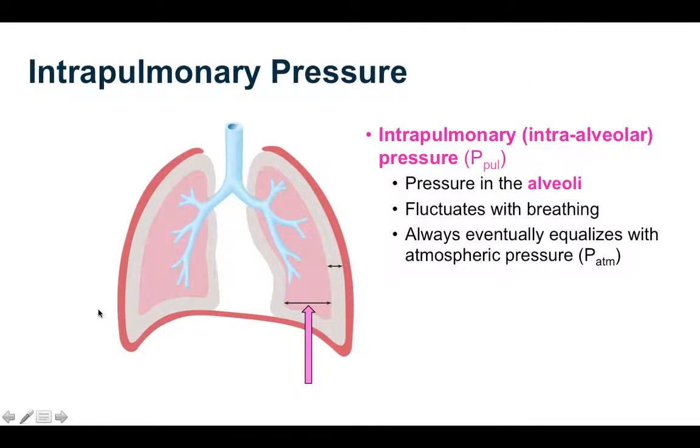The first pressure we're going to talk about inside the body is the pressure inside the lungs. This pressure in here, inside the alveoli, inside the lung cavity itself, is our intrapulmonary pressure, or you can also consider it your intra-alveolar pressure. So again, it's the pressure inside the lungs, inside the alveoli. This pressure is going to rise and fall throughout the breathing cycle, but it always is going to eventually equalize with atmospheric pressure. It's going to go a little bit above atmospheric pressure and then go back and then go down a little bit below, but it always is going to come back to atmospheric pressure.